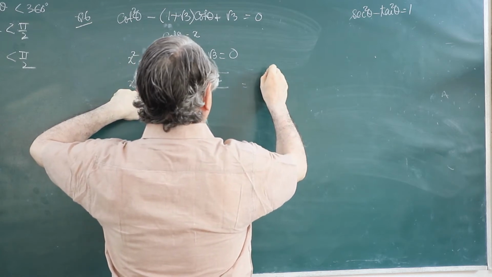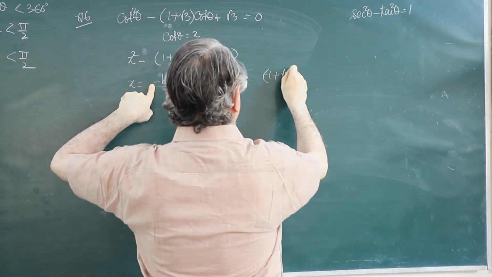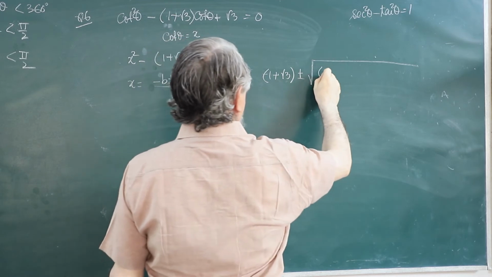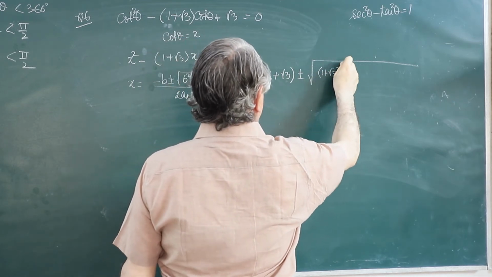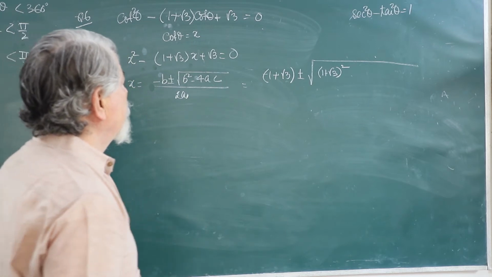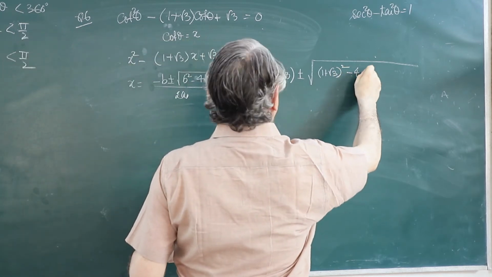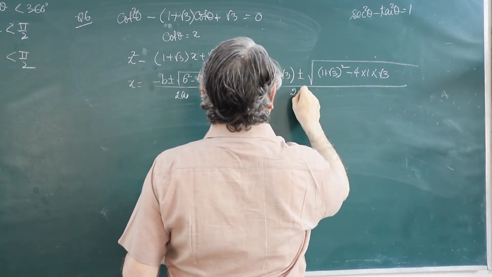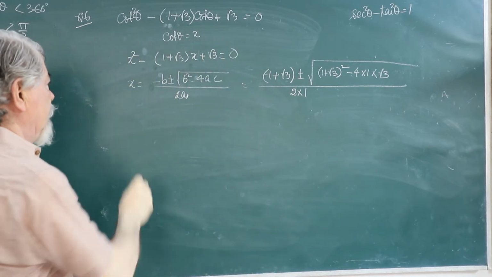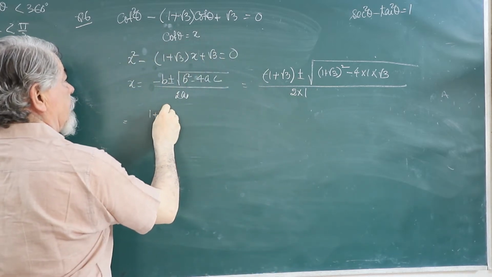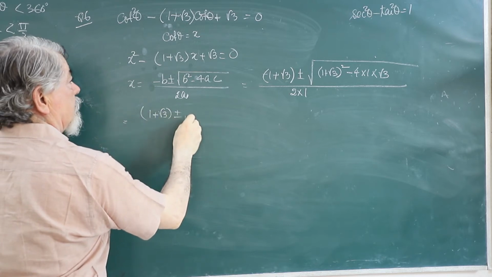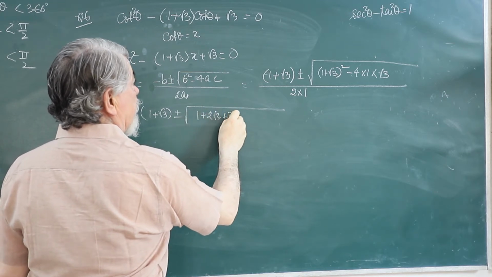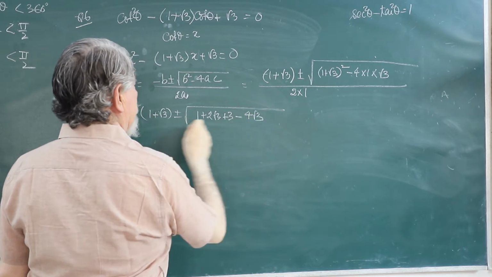It will become plus 1 plus root 3, plus the square of b, so 1 plus root 3 whole square. The minus is there, minus will become plus, minus 4, a is 1 and c is root 3, upon 2a, which is 2 into 1, since the value of a is 1. It will come out to be 1 plus root 3 plus minus under root 1 plus 2 root 3 plus 3 minus 4 root 3.